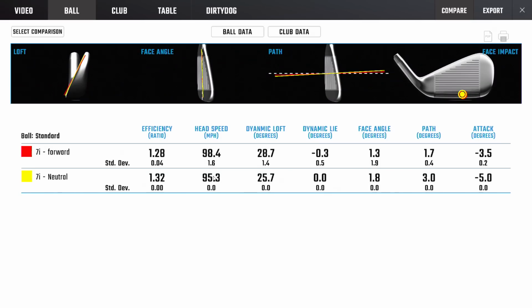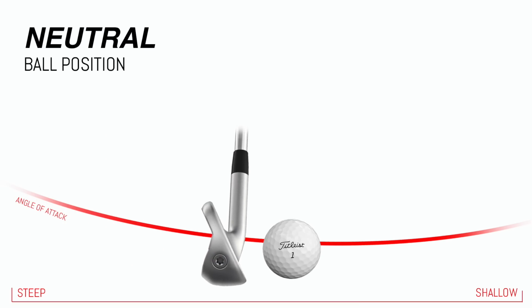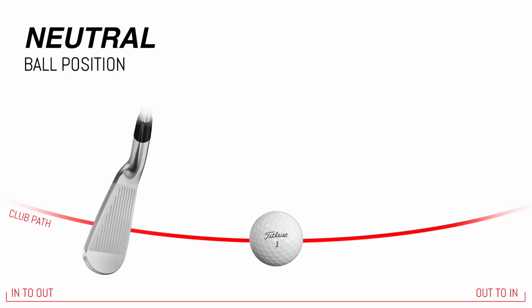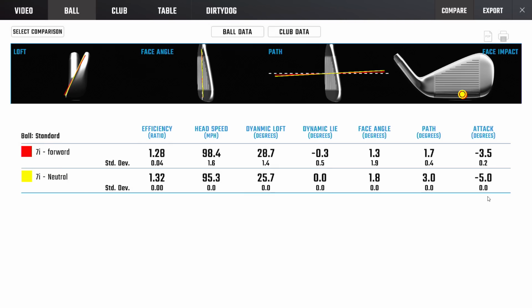95 miles an hour, so it read the speed slightly differently, but more importantly, dynamic loft delivered lower, fully expected that. Wow. Dynamic lie, not much of a change. Face angle was more open. So that path got more in to out, exactly what you said it would. Exactly as we thought it would, and the club moved more down. Great. So that's what we expect.